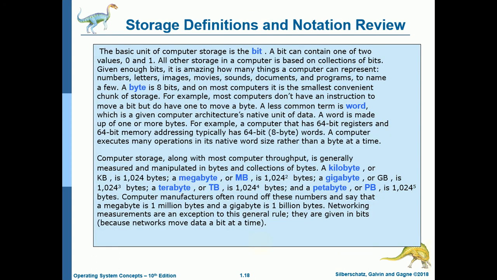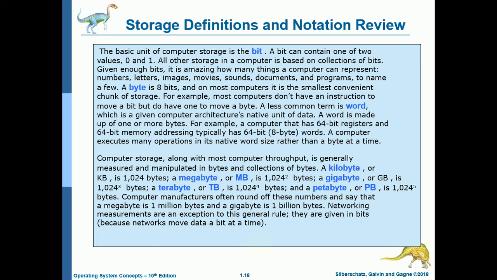Okay, storage definitions and notation review. The basic unit of computer storage is the bit. A bit can contain one of two values, 0 and 1. All other storage in a computer is based on collections of bits. Given enough bits, it is amazing how many things a computer can represent: numbers, letters, images, movies, sounds, documents, and programs, to name a few. A byte is 8 bits, and on most computers it is the smallest convenient chunk of storage. For example, most computers don't have an instruction to move a bit, but do have one to move a byte.